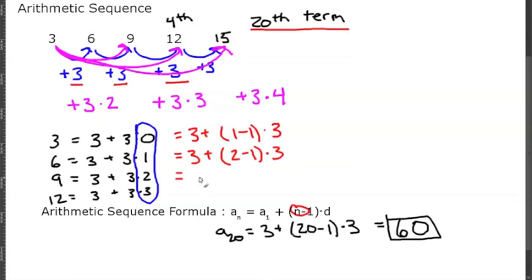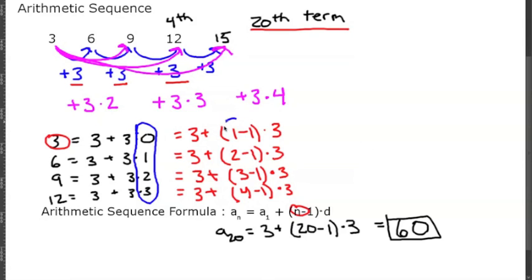Our third term would be a sub n, which is a sub 3, which would be a sub 1, which is still our first term of 3, plus, this is our third term, so it's going to be 3 minus 1 times 3. So that's 3 plus 2 times 3, which gave us 9. For the next one, we're going to have our first term, which is 3, plus, again, this is going to be the fourth term in our sequence, so we do 4 minus 1 this time, times 3, and that would give us 12.